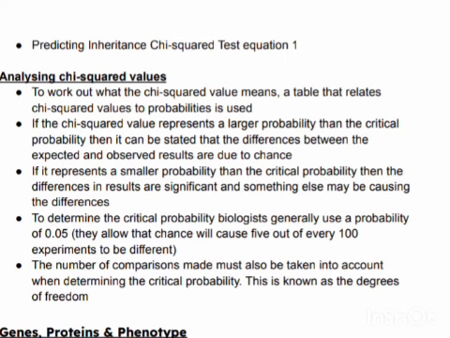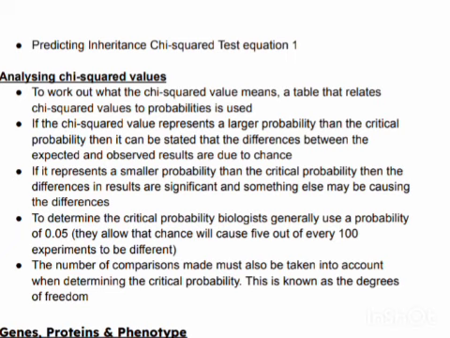Now, analyzing chi-squared values. Whatever your value is, you can compare it with the table that relates chi-squared values to probabilities. If the chi-squared value represents a larger probability than the critical probability, then it can be stated that the differences between the expected and observed results are due to chance.